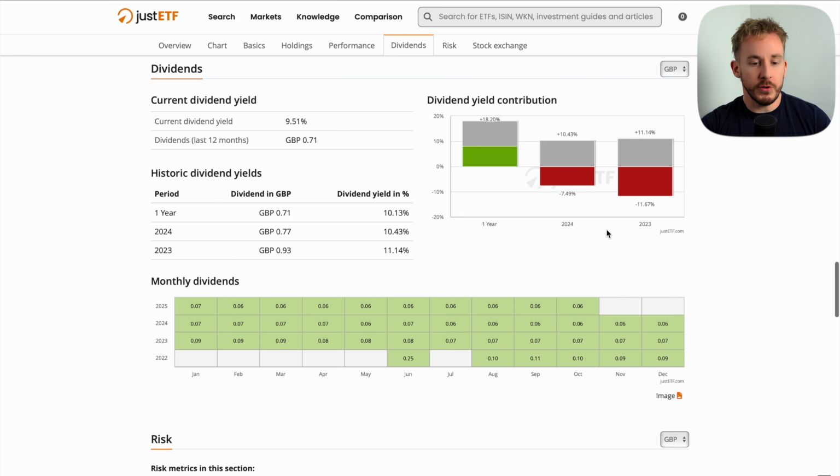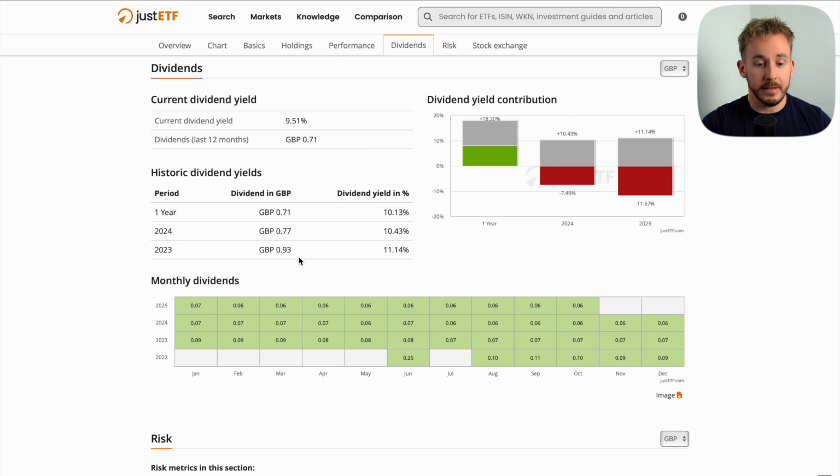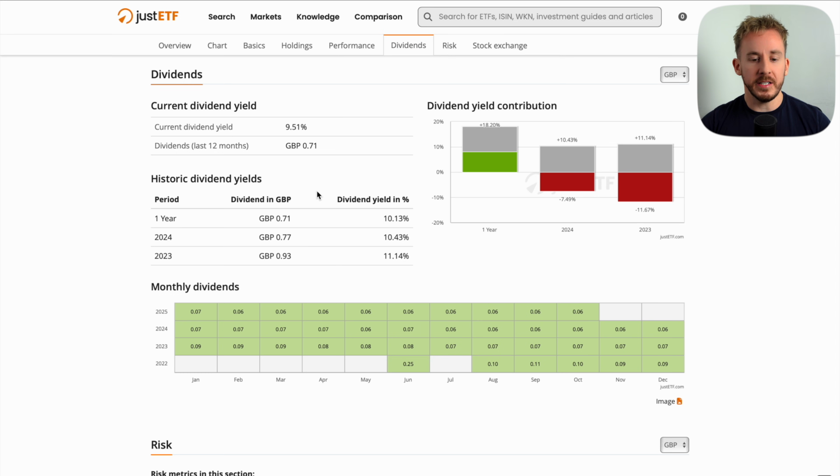And when we look at the dividend history for this ETF, there's not loads of data to go on, but you can see it's actually been reducing. So in 2023, it was 93 pence, then it was 77, and in the last year, it's been 71. So although it looks like some of the companies have started to recover in the last year, looking at the dividend data, it doesn't give me enough confidence to include it in the shortlist.